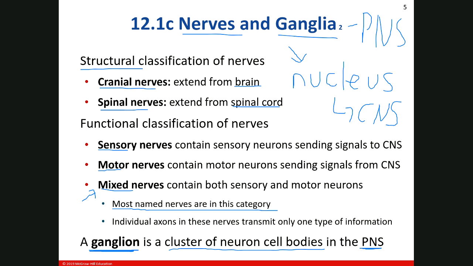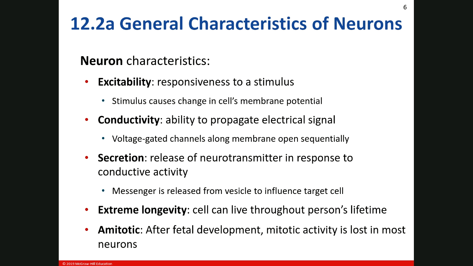Okay, characteristics of neurons. This is very important that you understand because some of this is going to apply to muscles too. So we have excitability, conductivity, secretion, extreme longevity, and amitotic. Excitability is basically your nerve, when it's at rest and it's not doing anything, minding its own business, it's in what we call the resting state. Nothing is happening.